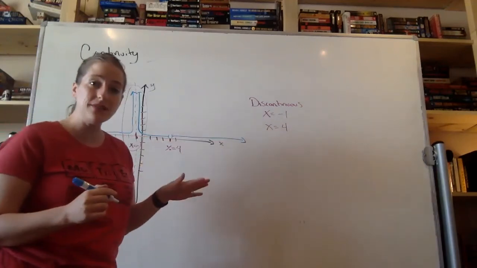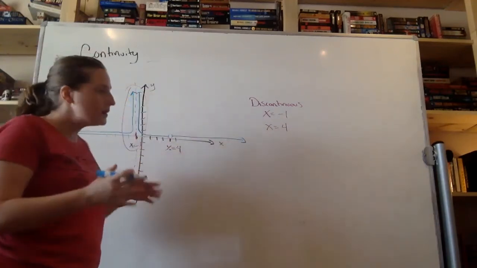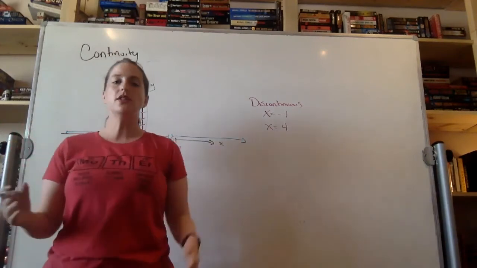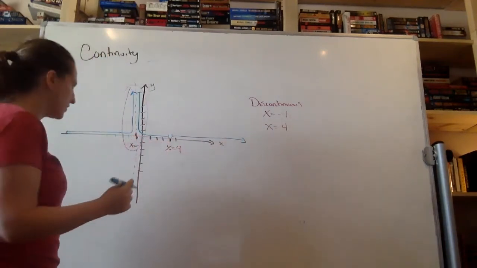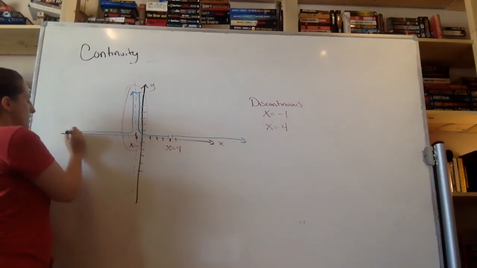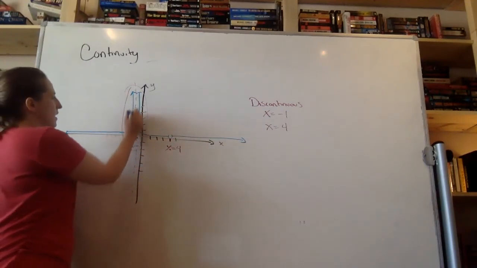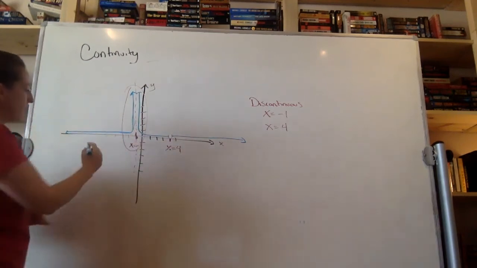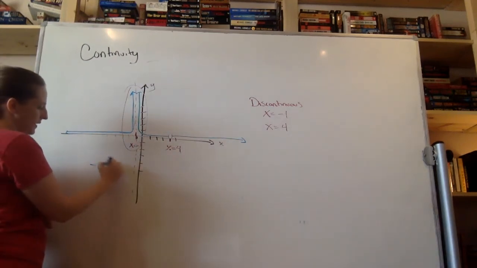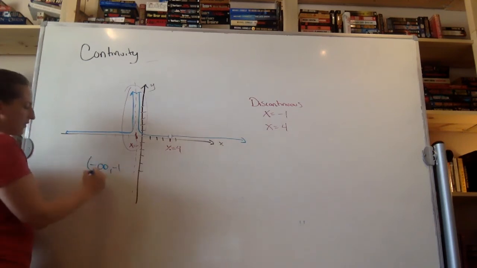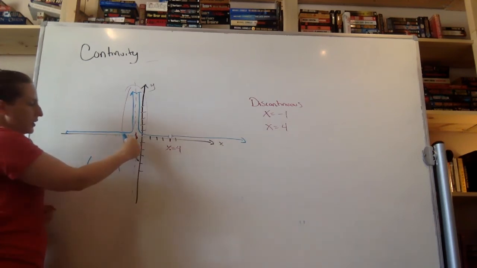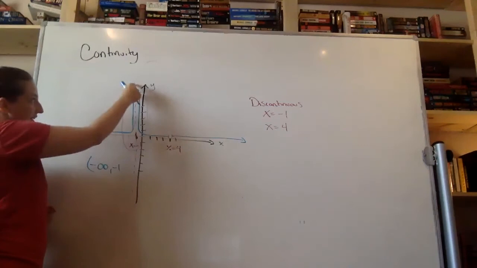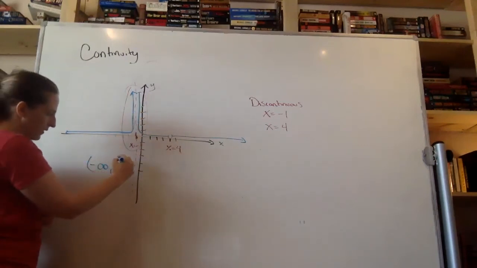Now that we've identified those, everywhere else our function is continuous. So let's go ahead and write our intervals of continuity. So first, we'll have this interval here. Our function is continuous from negative infinity to negative 1. Negative infinity to negative 1. We never include infinity. We're not going to include negative 1 because our function actually doesn't get to negative 1. It hops over negative 1.